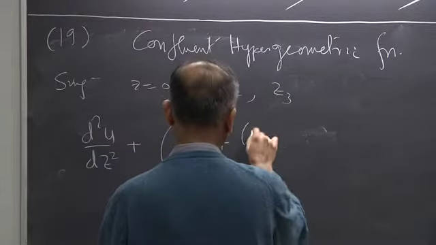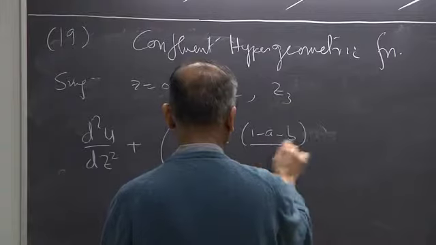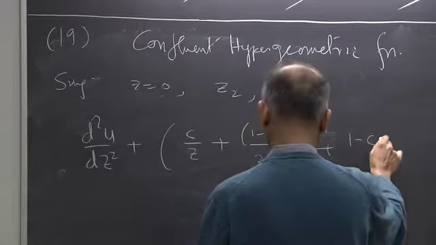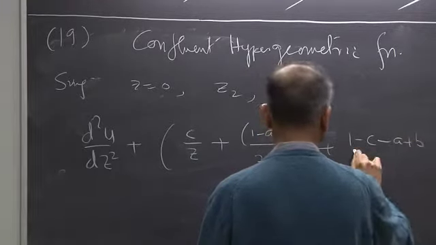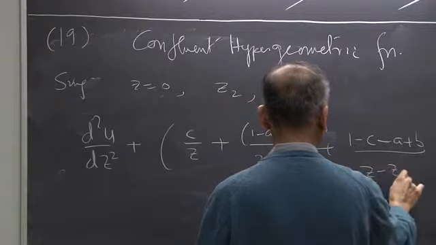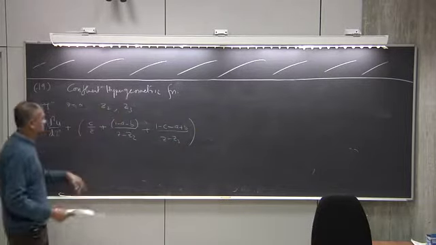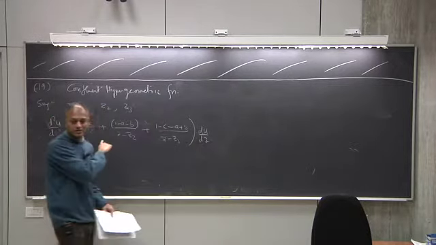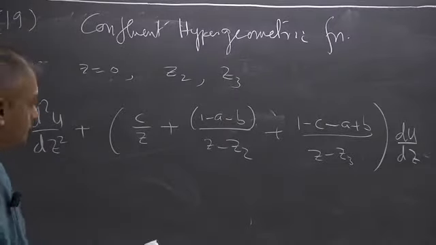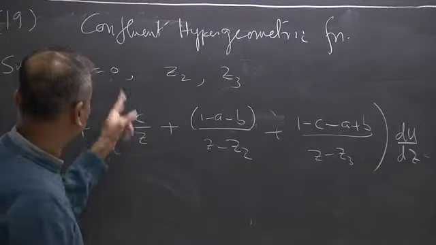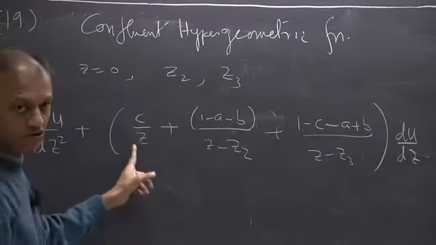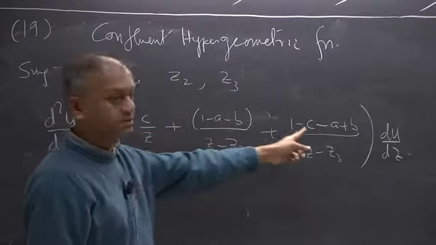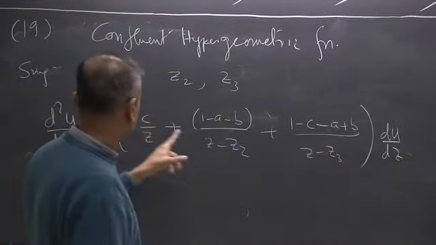These are three parameters, 1 minus a minus b divided by z minus z2, plus 1 minus c minus a plus b divided by z minus z3. This was the starting point of the hypergeometric equation that we obtained, right? We had first order poles at the 3 points. I just put z1 equal to 0, that's all. With the 3 parameters here, the condition was that the sum of these parameters must be equal to 1, right? Let's see if it's true.